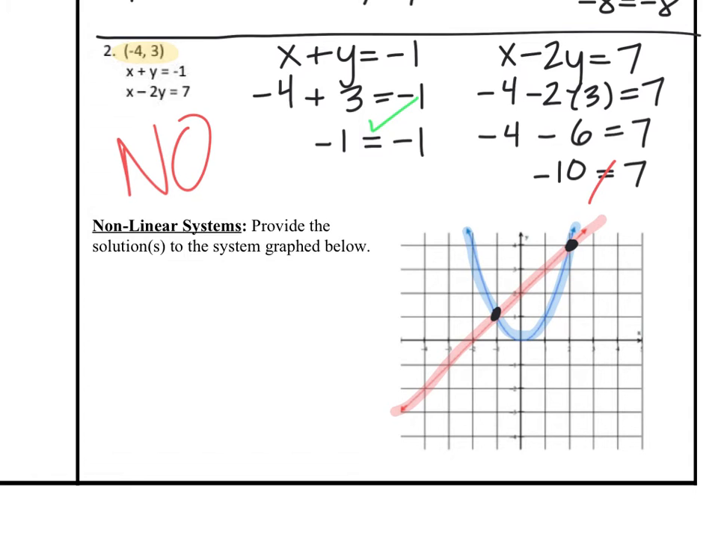What is the first one? Negative 1, 1. And the other is 2, 4. So this one has 2 solutions. Normally, if we're just graphing 2 lines, you'll just have 1 or none, or infinite. But this is different, so it's going to have 2.